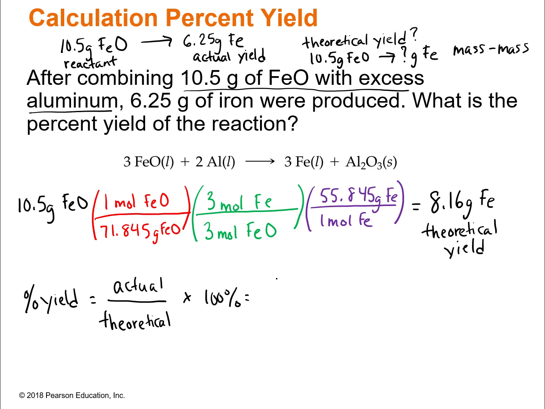The actual yield was given in the problem, 6.25 grams. The theoretical yield we just calculated, 8.16 grams. Multiply by 100%, and you should get 76.6% as your percent yield. So we just combined the stoichiometry problems with percent yield. Does everyone see how that worked out?